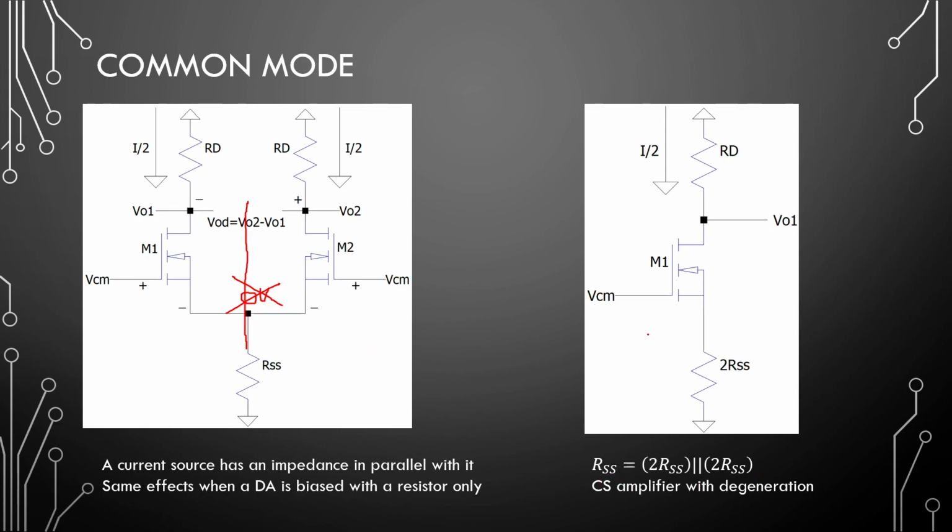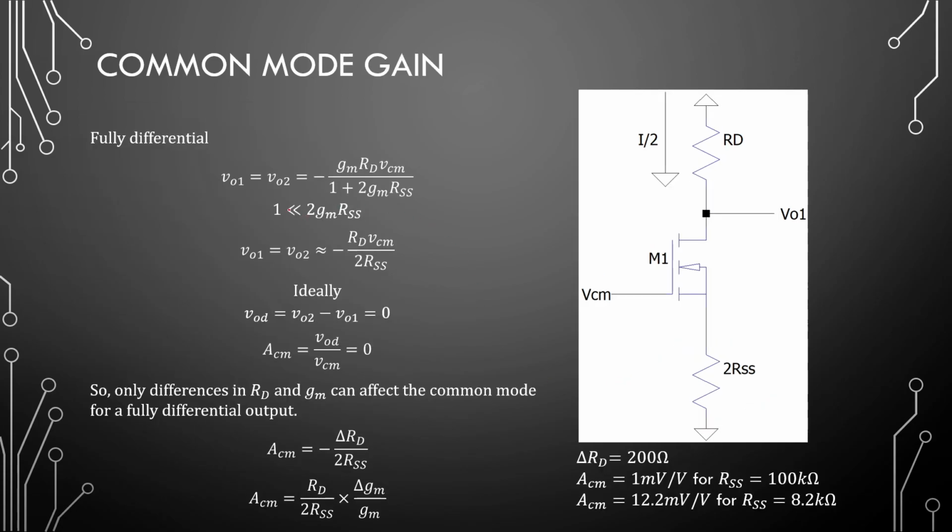Now if we look at this amplifier right here, we are having a common source amplifier with degeneration resistance. And that means that we have a decrease in gain. Right. So V out 1 is again equal to V out 2, and that would be minus GMRD over 1 plus 2 times GMRSS.